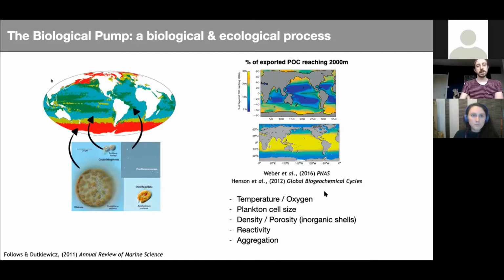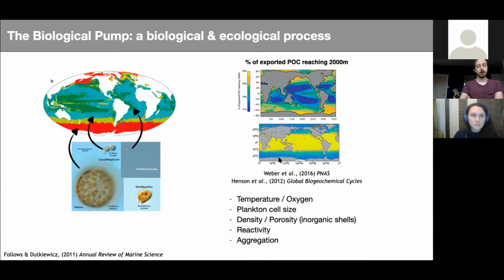Additionally, the reactivity of the organic matter might be much lower, because these particles are being reworked very heavily in the low latitudes. So we think that the biological pump function is strongly related to the ecosystem characteristics.